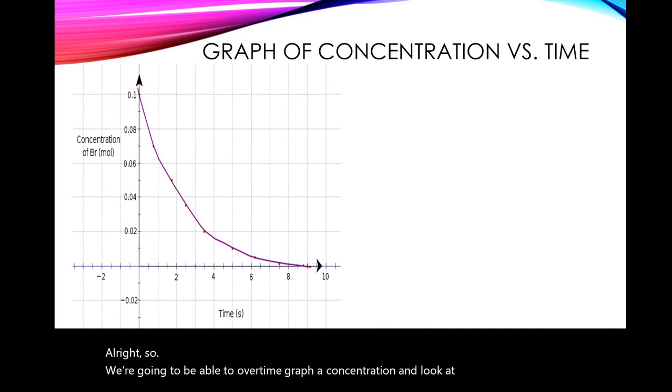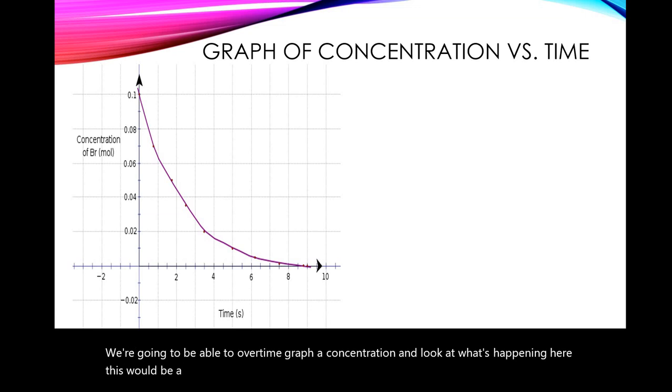All right, so we're going to be able to, over time, graph a concentration and look at what's happening here. This would be a reactant, and over time, I'm losing my reactant and finally going away. This one hits 0. That means that reaction's probably not going to go the other way.